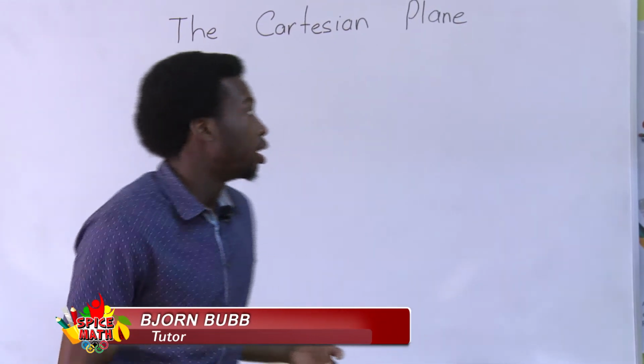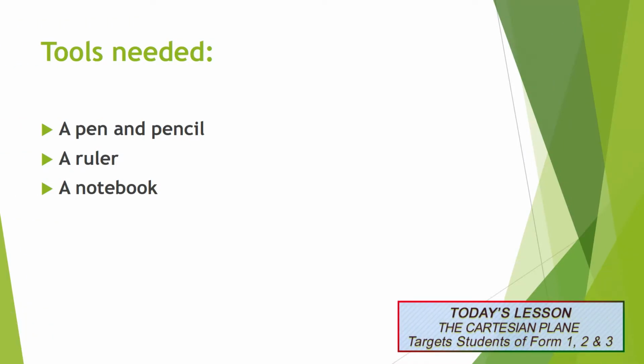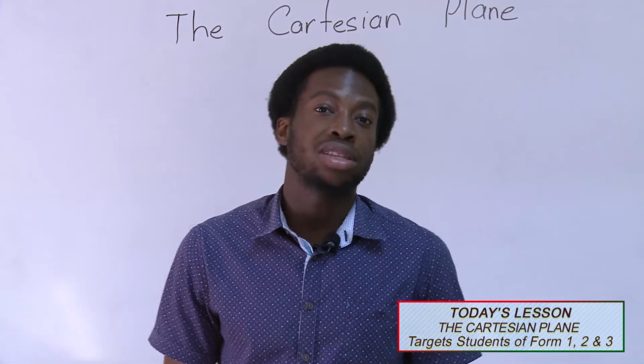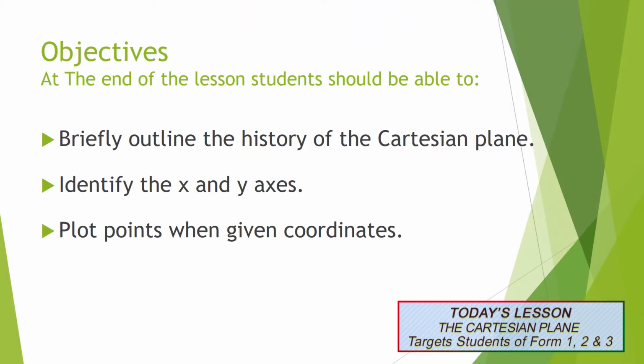Hello students, and welcome to another episode of Spice Math. Today, we'll be tackling the Cartesian plane. Your tools needed are a pen and pencil, a ruler, and a notebook. Today's lesson is geared towards Form 1s to 3s, but is not limited to 4s, 5s, and anyone who sees it fit. At the end of the lesson, you should be able to briefly outline the history of the Cartesian plane, identify both the x and y axes, and plot points when given coordinates.